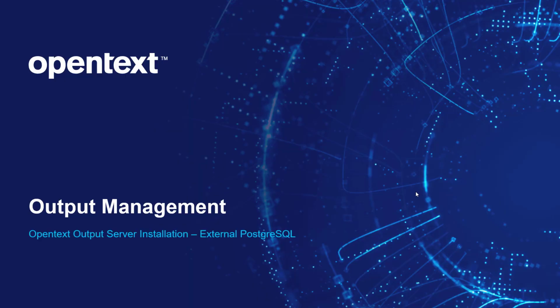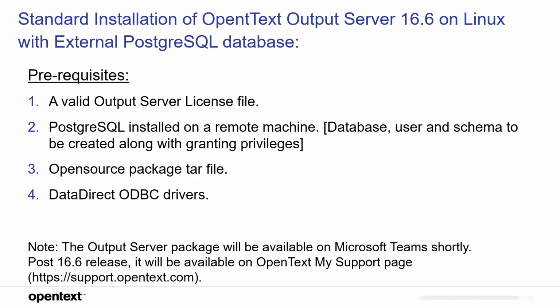Welcome to OpenText Output Server installation with external Postgres. Here we will go through the standard installation of OpenText Output Server version 16.6 on a Linux machine with external Postgres database. For this, the prerequisites are a valid output server license file, Postgres installed on a remote machine.